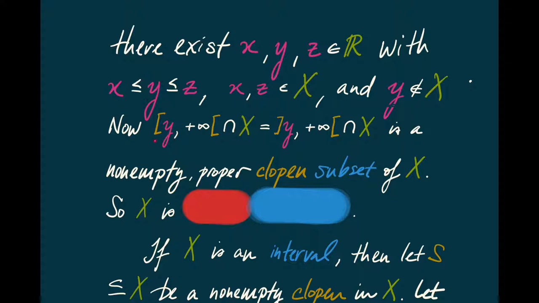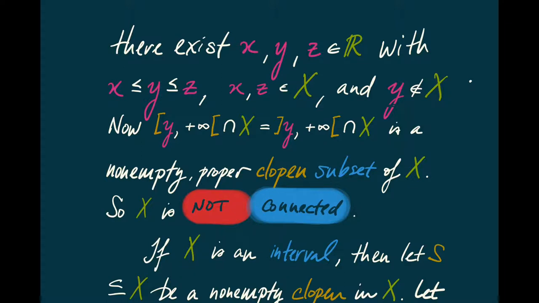But now we can run a similar argument to the one that we gave when we proved that Q is not connected. We can look at the closed ray starting at y and the open ray starting at y. And if I intersect these rays with X, I get the same thing, because after all, y isn't a point of X. On the other hand, this is closed and this is open, so now we have a non-empty proper clopen subset of X. That exactly means that X is not connected. So we've proved that if X is not an interval, then it is not connected.